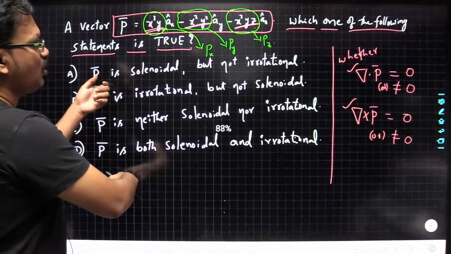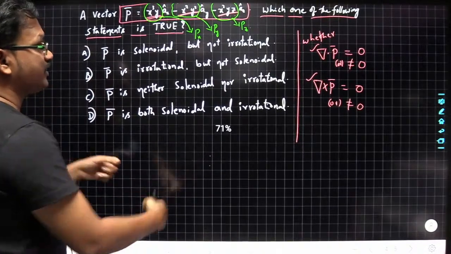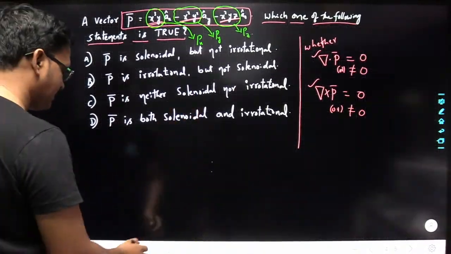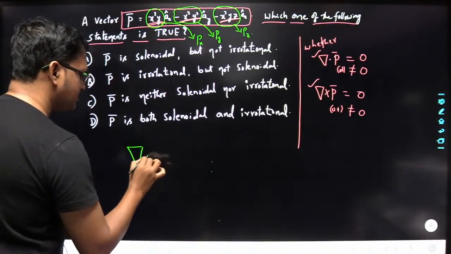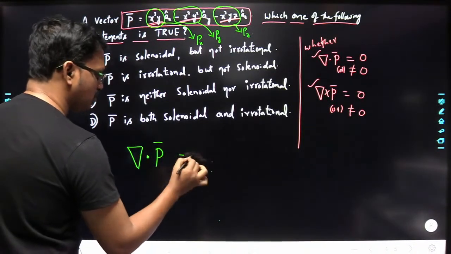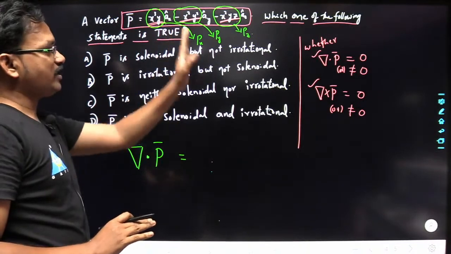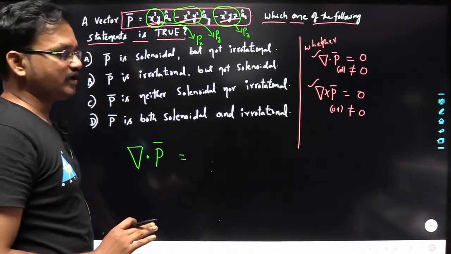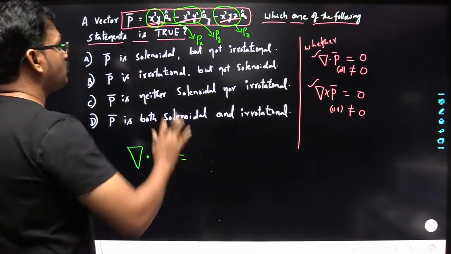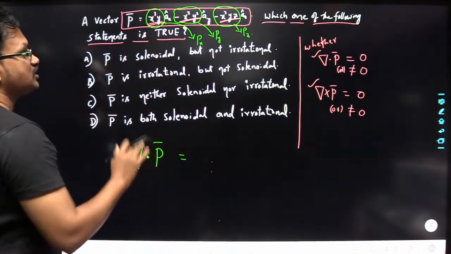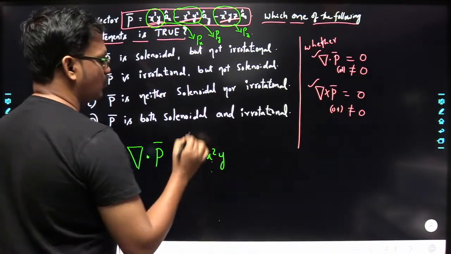Okay, see what I have told here, whenever you are calculating divergence of vector field, take x component and differentiate with respect to x, and then take y component and differentiate with respect to y, and take z component and differentiate with respect to z, right? So now take x component here and differentiate with respect to x. What you are going to get? You are going to get 3x square y.